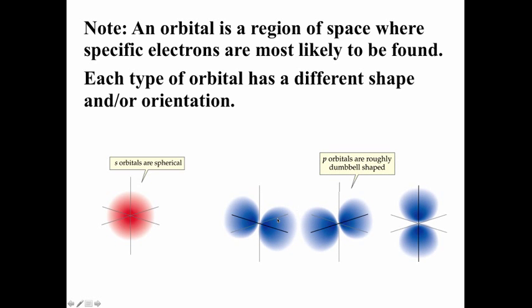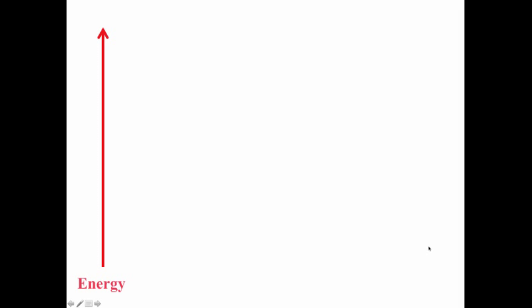P orbitals are kind of dumbbell shaped, and there are 3 of them along the, we could say, x, y, and z axes. And so in this p orbital, the electron's likely to be in this lobe of the dumbbell or that lobe, etc. And then the D subshells are more complicated looking. We'll maybe look at those in a bit.